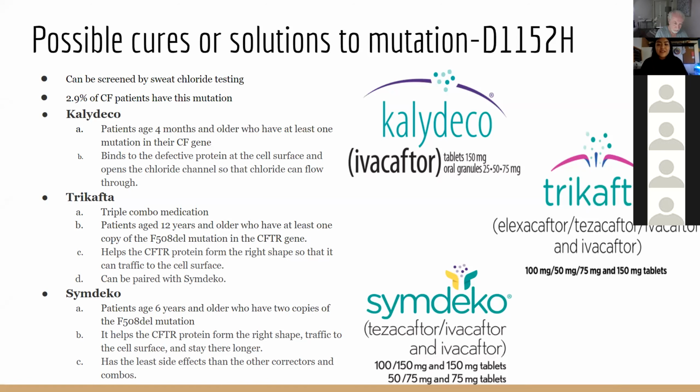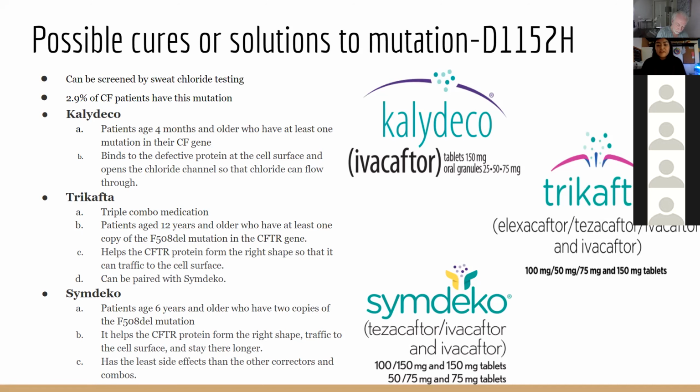The first is Kalydeco. This one binds to the defective protein at the cell surface and opens the chloride channels to keep them open so that the chloride ions can flow through, and that regulates the amount of fluid at the surface of that cell. And that's usually used on patients that are younger, like between 4 months and up. Then we have Trikafta, which is a triple combo medication. And it's used in patients that are 12 years and up.